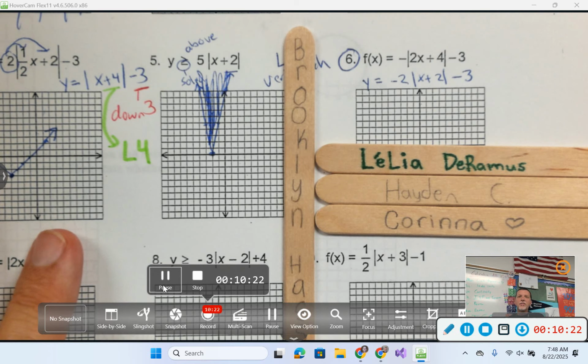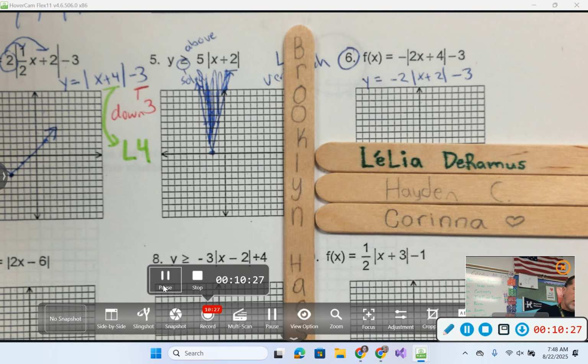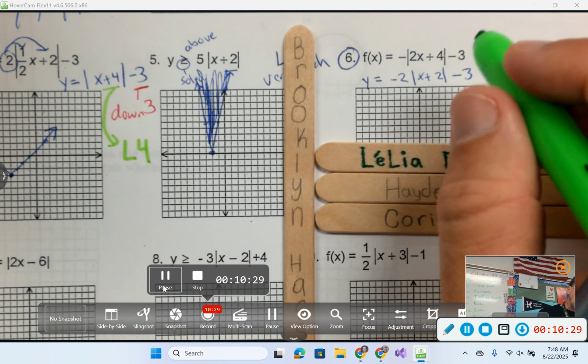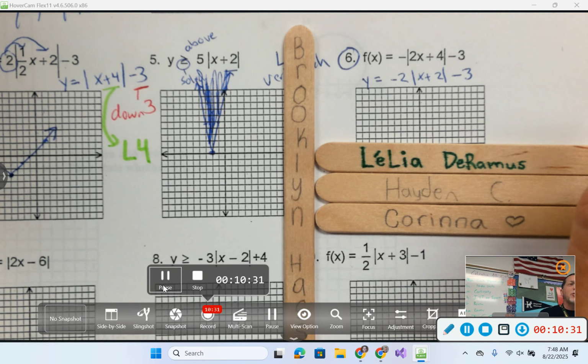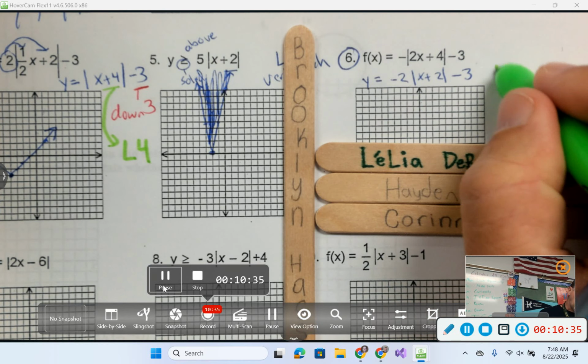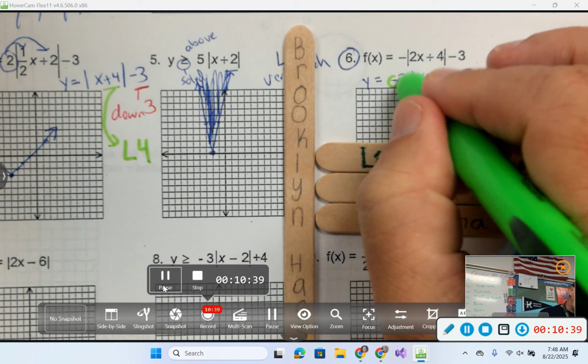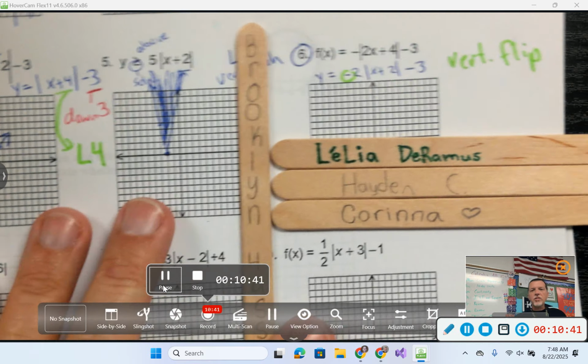You get to pick. You're first. Name a transformation that's happened. Flips. Wait, only want one. Oh, sorry. You were going to say which direction? Yeah, which way are we flipping? Vertical flip. And how did you know that? Because it's negative. Good. So that negative makes the vertical flip.